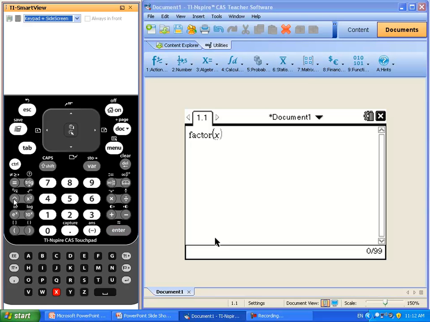x to the power of 2 plus 10x, 10 times x, plus 3 and close bracket, hit enter.